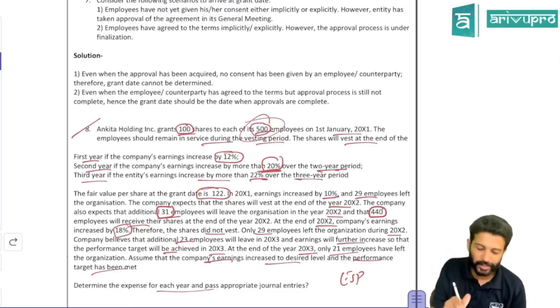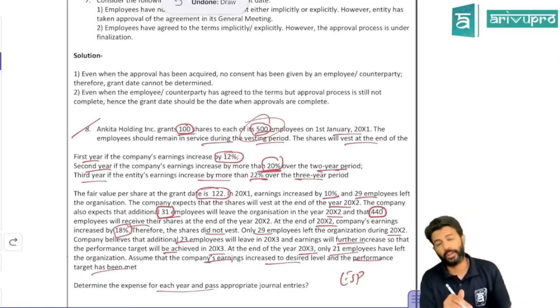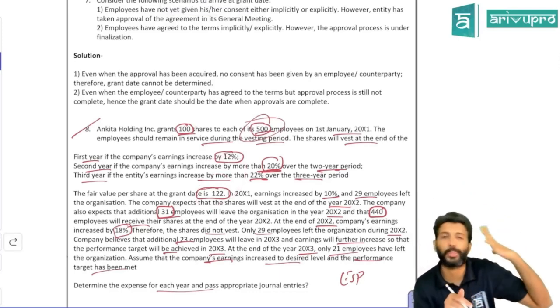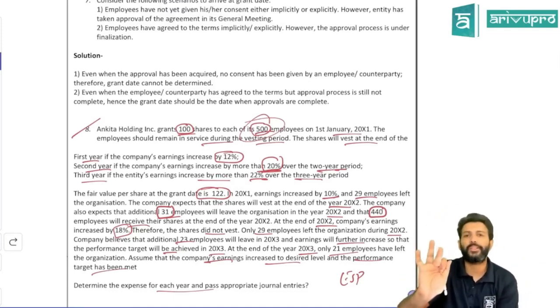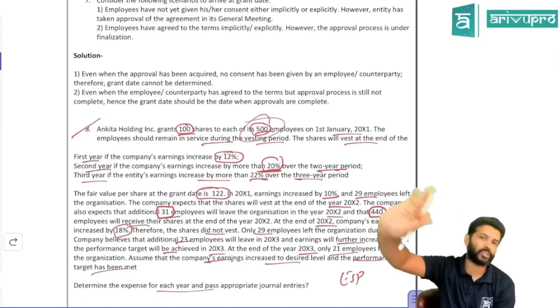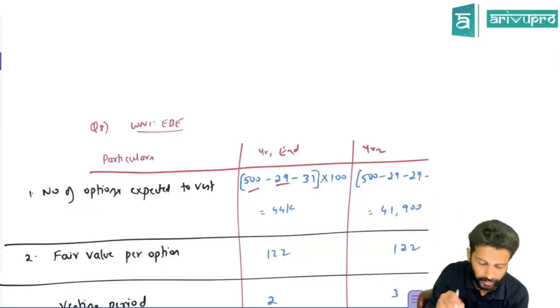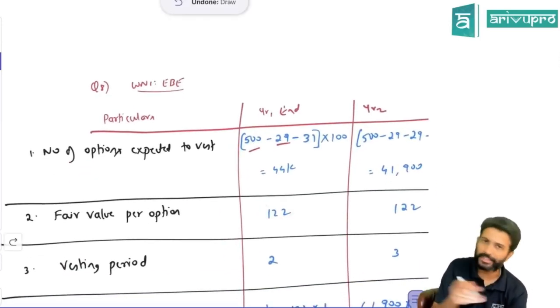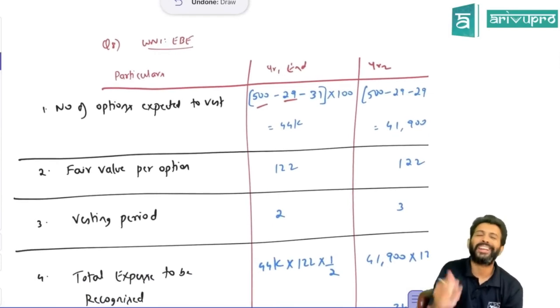Take that. This is your expense, basically. This is your loss. The fair value, basically the loss of one share, is 122 rupees. For equity shares, you always take the fair value on the grant date, because for equity, there is no remeasurement. Once you stick to a value, that's all it is. So you take the fair value per option, which is 122. That will be the same throughout the years.